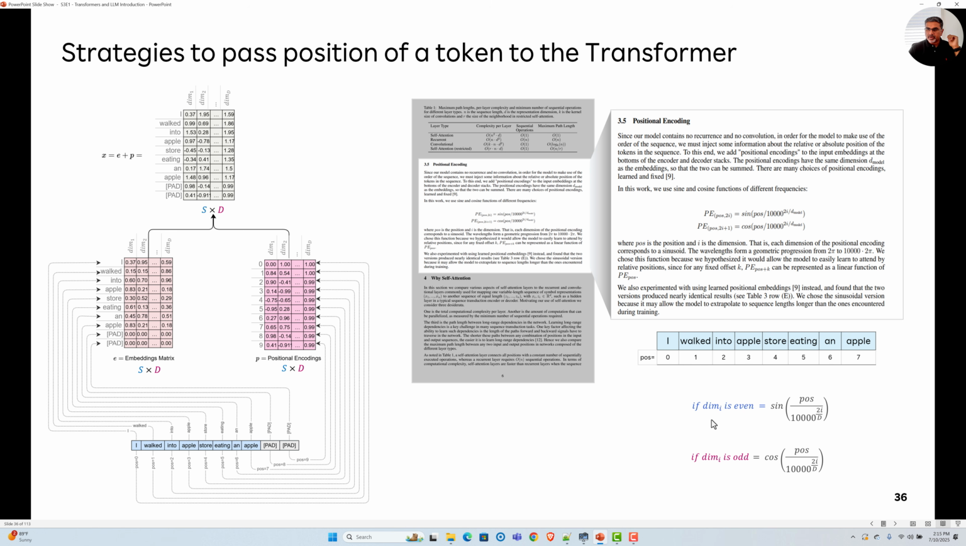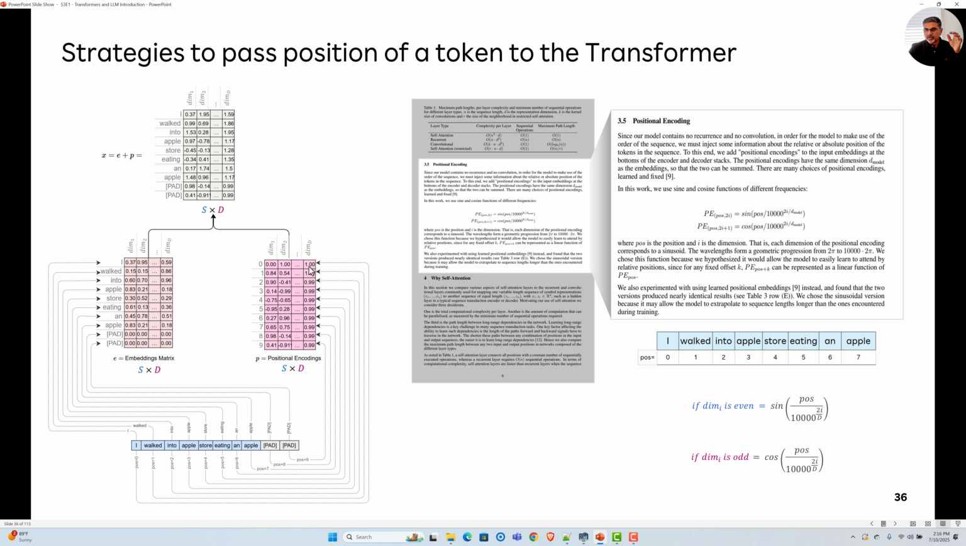So is that even or odd? It is odd. So if you do odd, you say cos of, what is the position of the word? It's still 0, 0 divided by 10,000 raised to 2 times... What is the position of the dimension? It is 1, which is odd. So 2 times 1 divided by the total number of dimensions, which is 7.